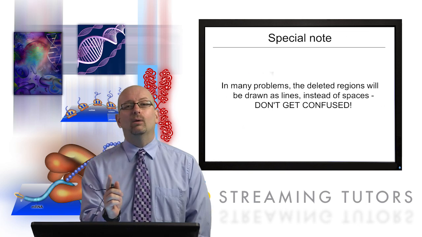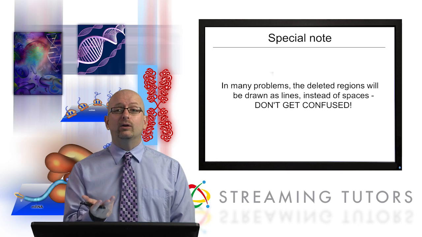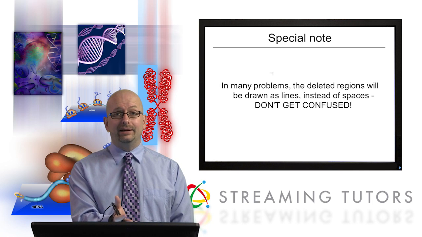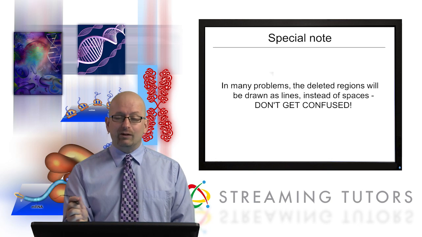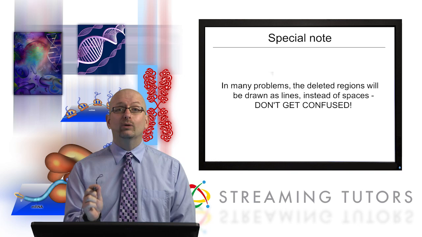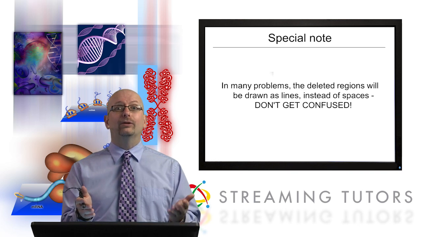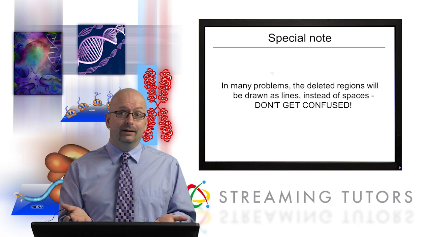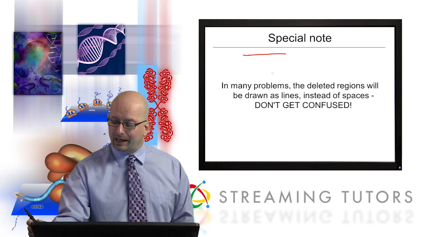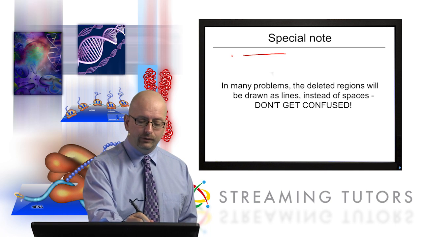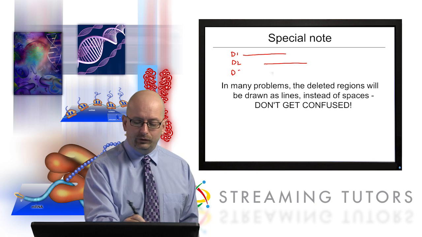Okay. Now, in the problem-solving part, we'll talk about how to map with deletions. I just gave you an idea, but I want you to be very clear about one thing. In a lot of problems, I just drew the deleted region as a space, which makes sense, but it's hard to draw nothing. So sometimes the deleted regions will be drawn as lines, and we'll say, okay, here's D1, here's D2, here's D3.